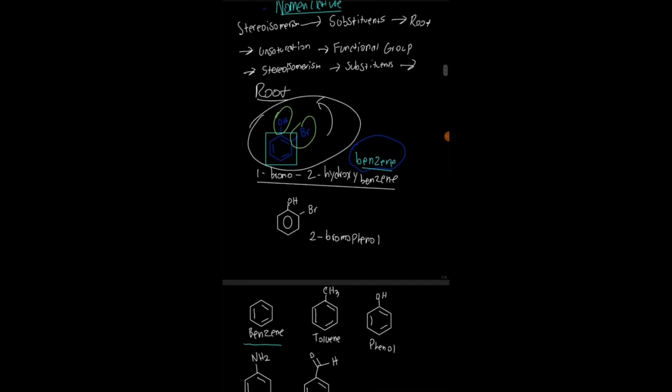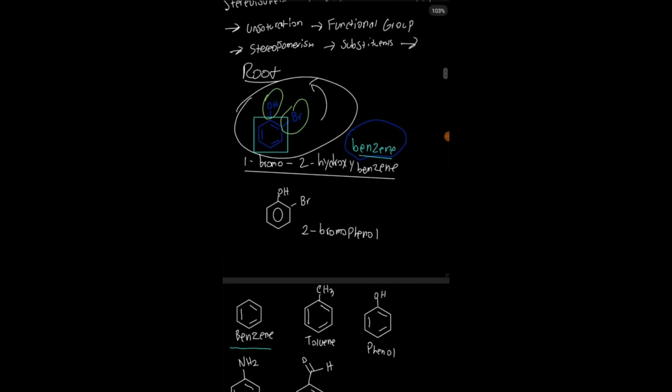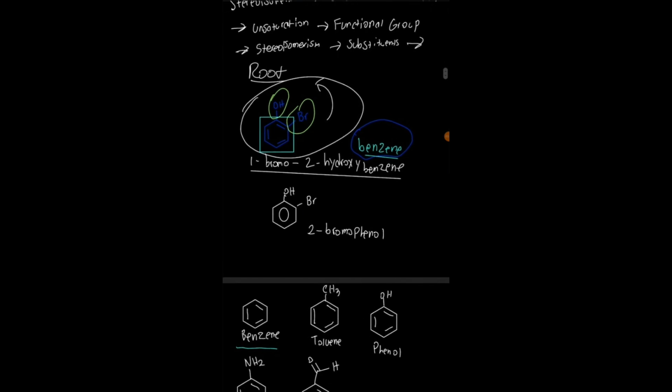Alright. So here, I drew an example. We have a benzene ring. It's called 1-bromo-2-hydroxybenzene. How do we get that? First, I circled the substituents in this light green color. We have bromine and OH.